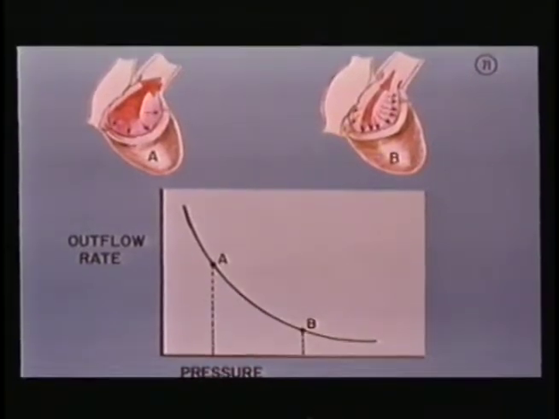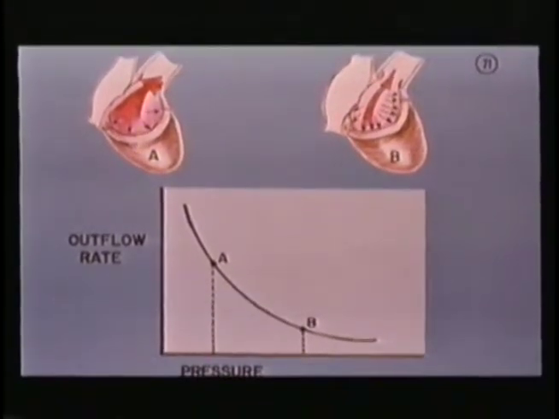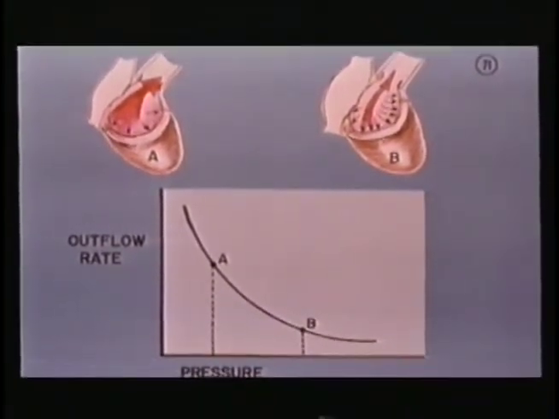The lower the pressure load on the ventricle, the higher the outflow rate. So if the clinician wishes to increase the outflow rate, and hence the stroke volume, he may elect to do so by reducing the pressure load faced by the ventricle as it ejects.